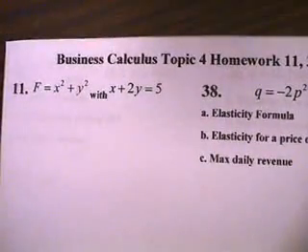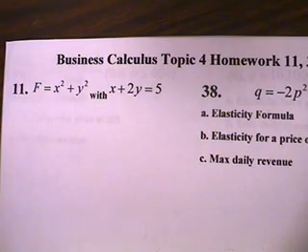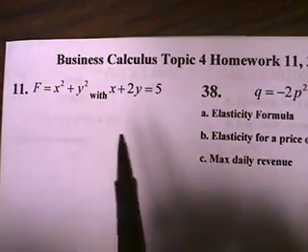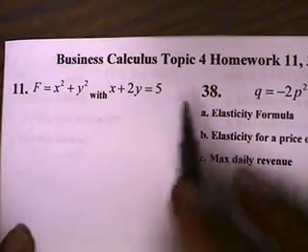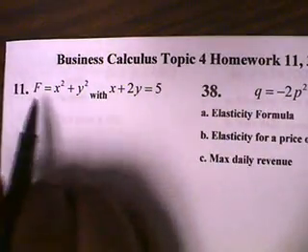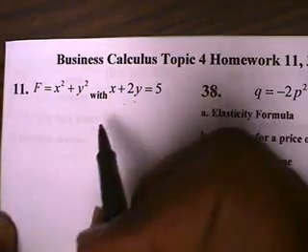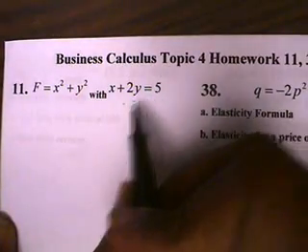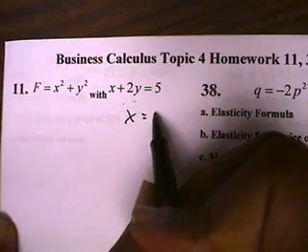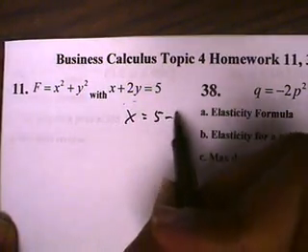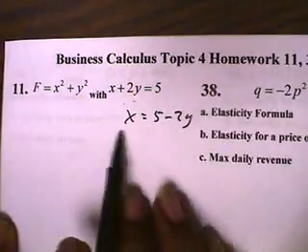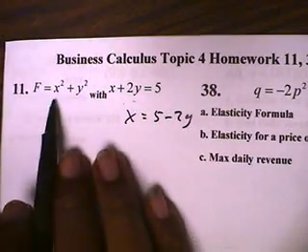Number 11. We want to maximize the function f equals x squared plus y squared, given that x plus 2y must equal 5. Well, I want to put this in terms of all one variable, so I want to solve for, let's say, x here. x plus 2y equals 5 implies that x equals 5 minus 2y. This gives me a substitution for my x's here.